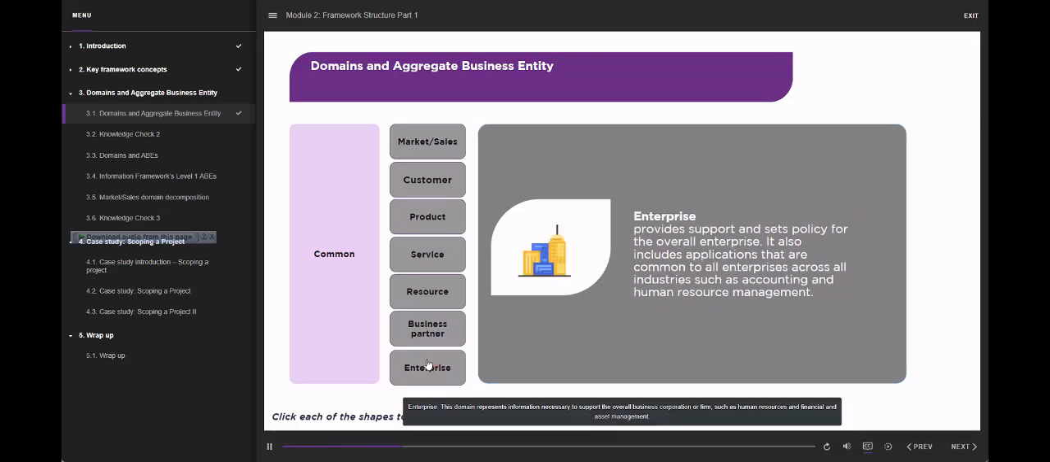Enterprise. This domain represents information necessary to support the overall business, corporation or firm, such as human resources and financial and asset management.